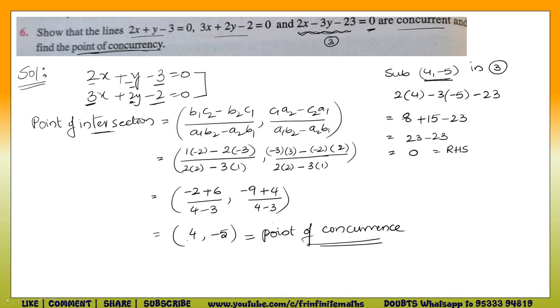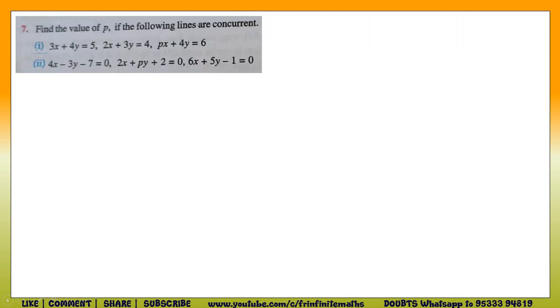approach. Okay, next moving on to the next question. So find the value of P.